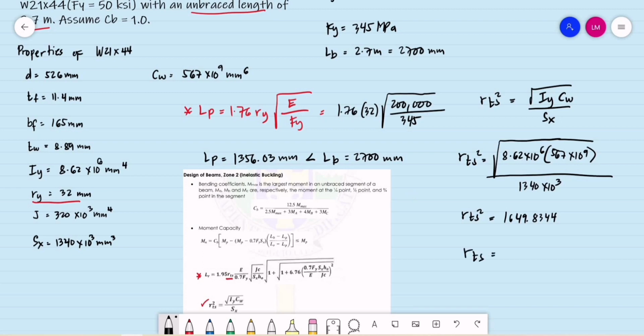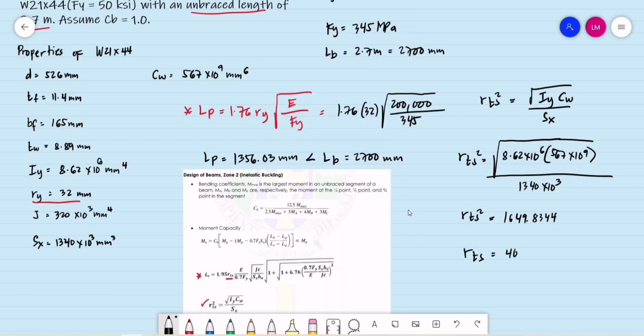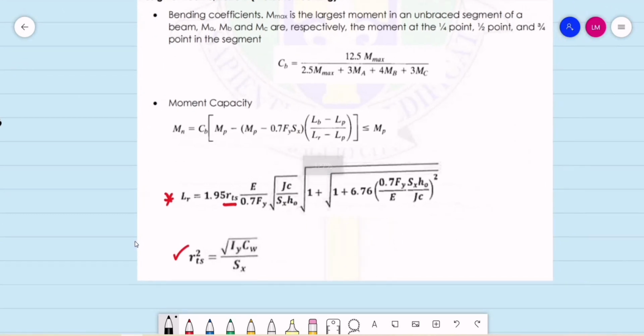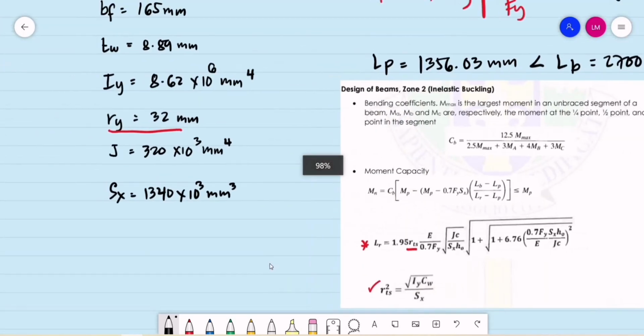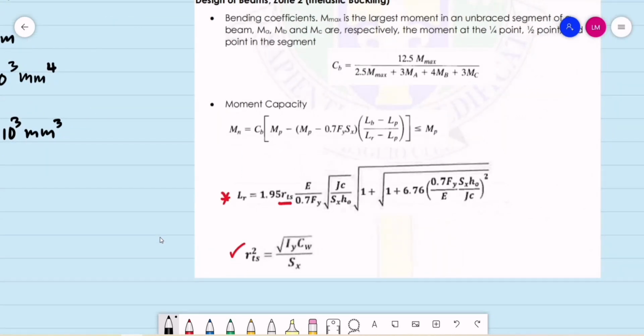Then all you have to do is take the square root of both sides of the equation to determine the value of r sub ts. So the square root of this value is 40.62. We have 40.62 millimeters, since the unit of this term is already millimeters squared. Okay, so that's the value of our r sub ts. So what else? We have the value of j, 320. Okay, the value of c. What about the value of c?